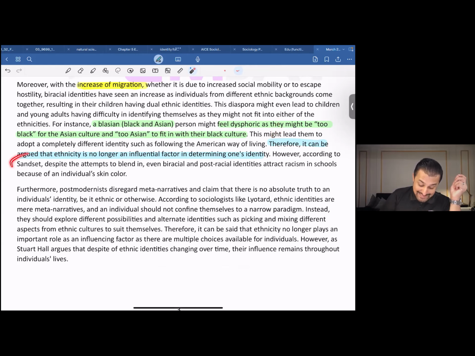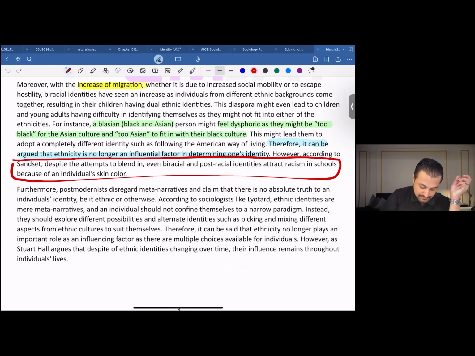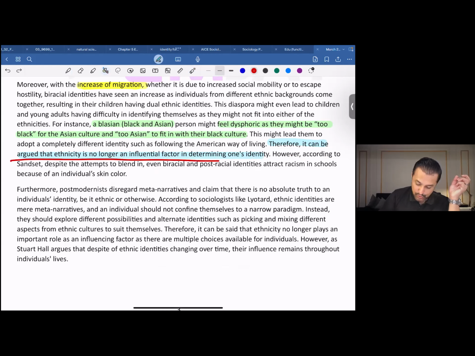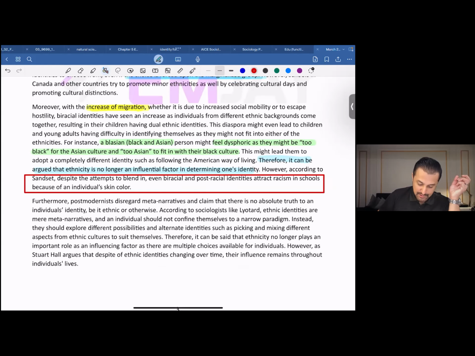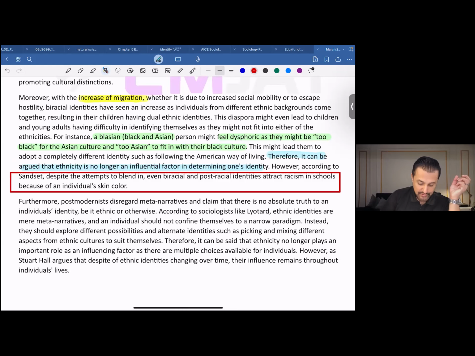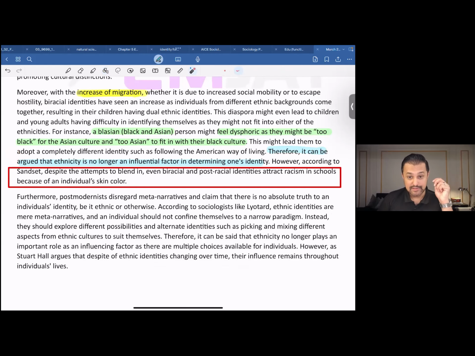However, according to Sandset, despite the attempts to blend in, even biracial and post-racial identities attract racism in school because of an individual's skin color. Again, with these two lines, you're hinting to the examiner that you wrote whatever you wrote, which made sense, but at the same time, you have a sociological reference to something that doesn't approve of what you had written earlier too.